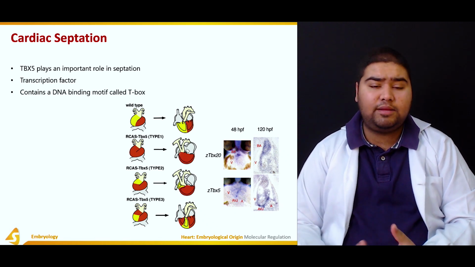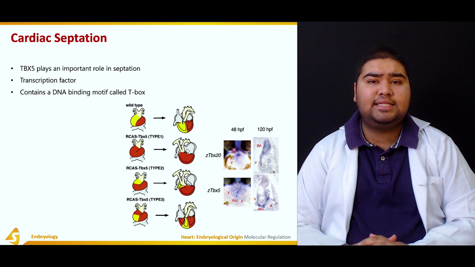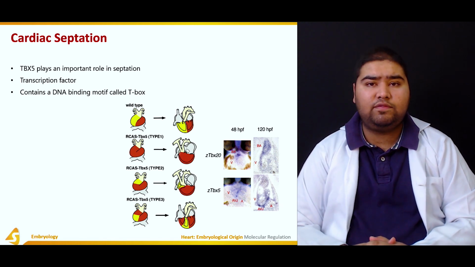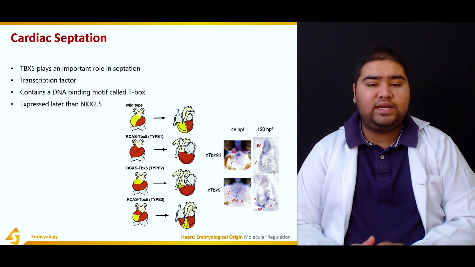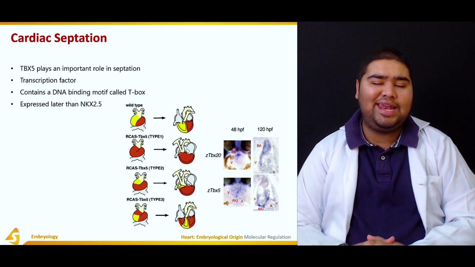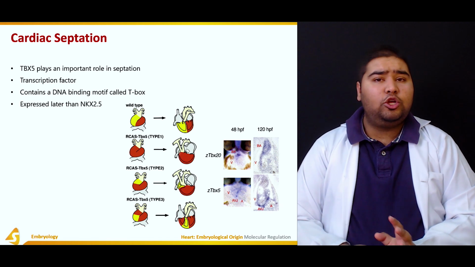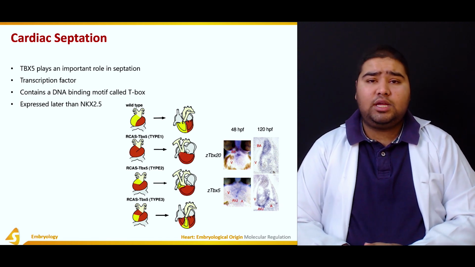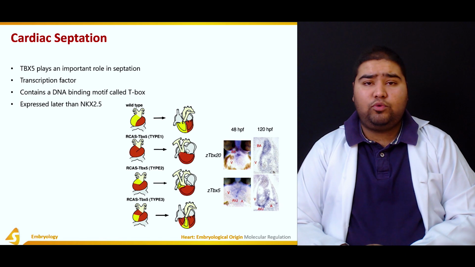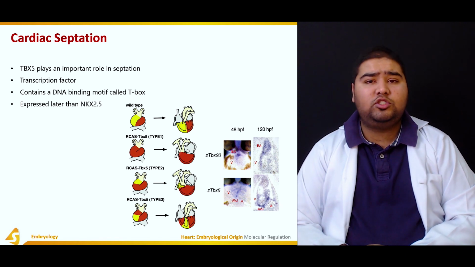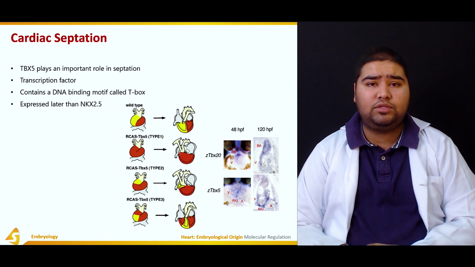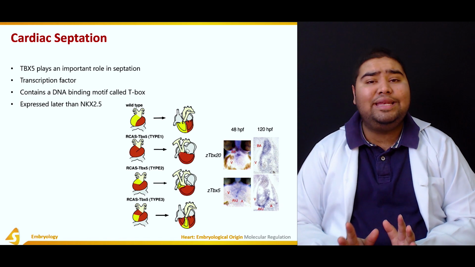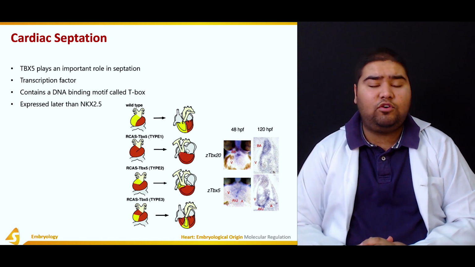TBX5 is a transcription factor which contains a DNA binding motif which is known as the T box. It is expressed later than NKX 2.5. So initially, the heart-forming region has to express NKX 2.5 with the help of bone morphogenic proteins 2 and 4, and by inhibiting WNT proteins. These inhibitors are secreted by the endoderm, which lies near the heart-forming region.